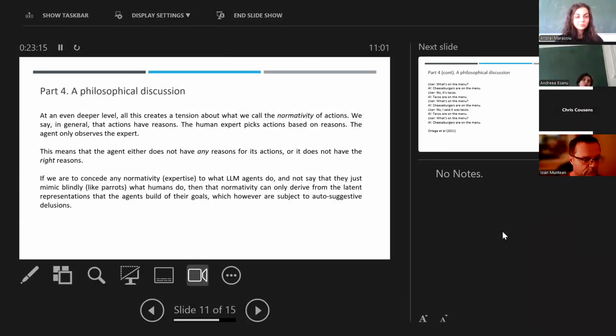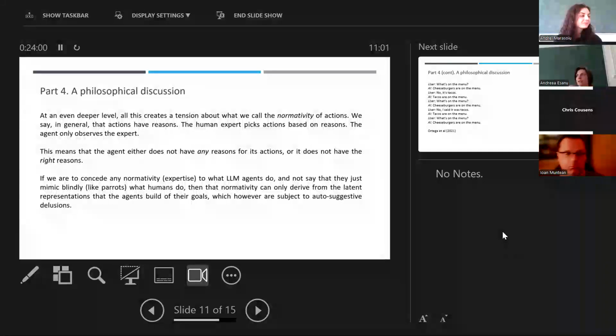So if we are to concede any normativity or expertise to what large language models do, and not say that they just mimic blindly, like parrots, what humans do, then that normativity can only derive from the latent representations that the agents build of their goals, which, however, as we have seen, are subject to auto-suggestive delusions. So even if it approximates that goal, that approximation can be of something that is delusional. So are their actions based on reasons?